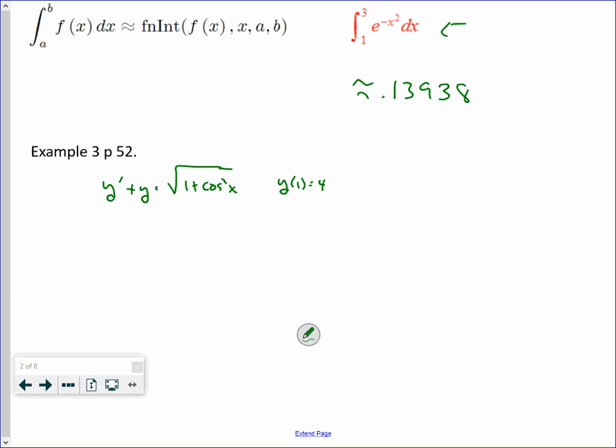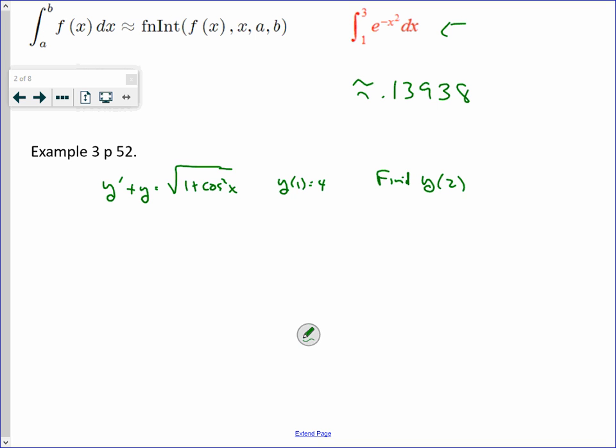We're not asked to find an explicit function. We're asked to find what the value of this function is at 2. So I'm not going to end up with some y equals some great big long thing with x in it and then plug a 2 in necessarily. So let me rewrite it here in terms of our standard form.